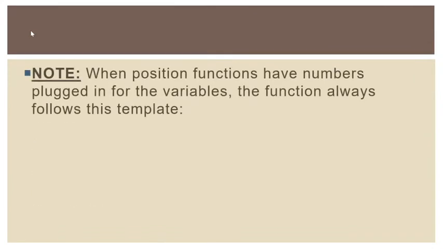When position functions have numbers plugged in for the variables, the function always follows the template given here on the screen. The position as a function of time is equal to x naught plus v naught t plus 1/2 at squared. So the obvious question here is, well, what does that mean?